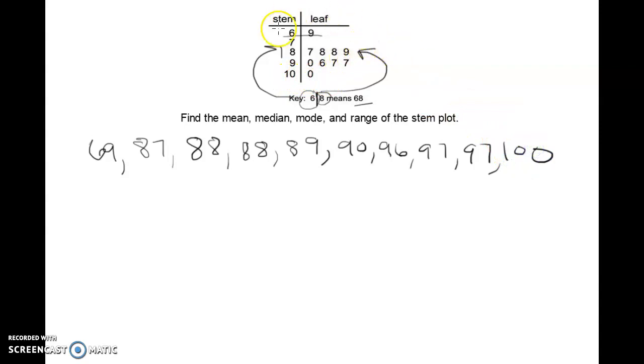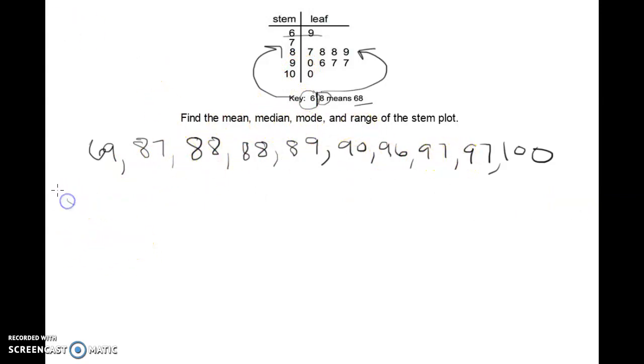So this is just a way to organize this set of data. And the reason that this is nice is it does tell you that the majority of the data is in the 80s and 90s. And you can see that right away when, if you just were looking at the numbers, you don't see it as clearly as when you see it displayed in this way. So you don't have to write out all the numbers like this, but in order to find the mean, median, mode, and range, it might be helpful for you to do that.